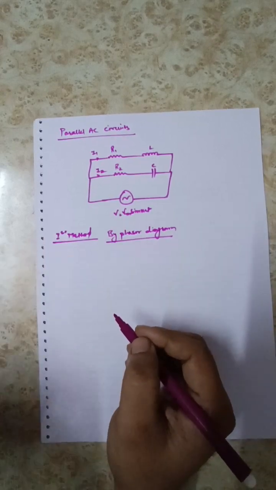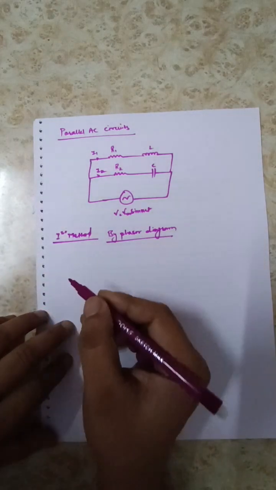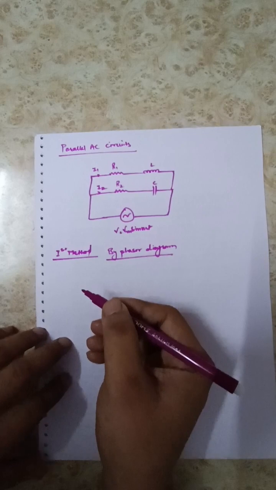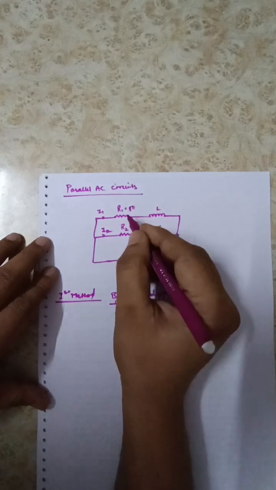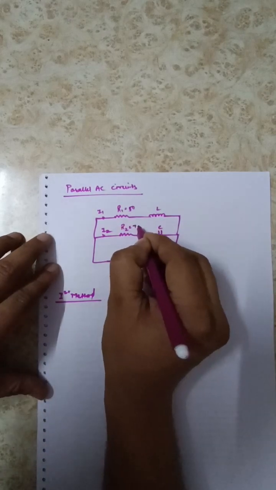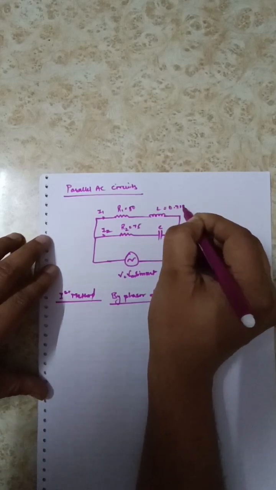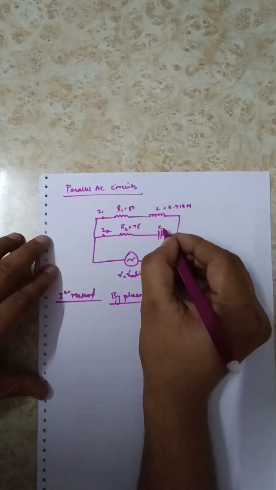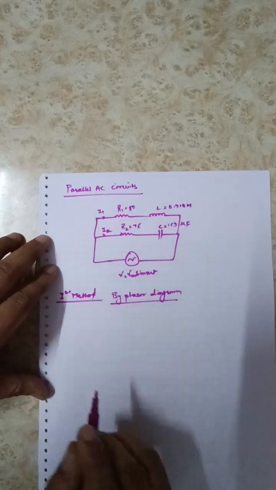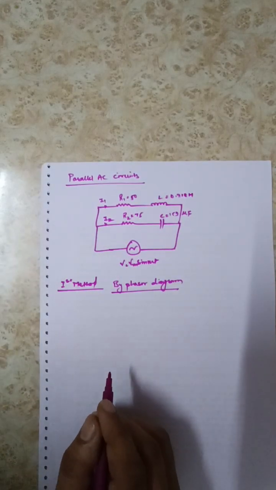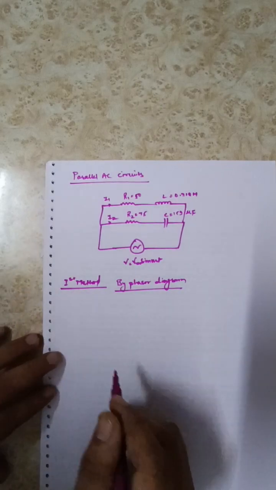Let's see what we will do in this question. First of all, let me take a question. Suppose the value of R1 is 50 ohm, the value of R2 is 75 ohm, the value of L is 0.318 Henry, and the value of C is 159 microfarad. We have all these values and we have to solve this circuit.